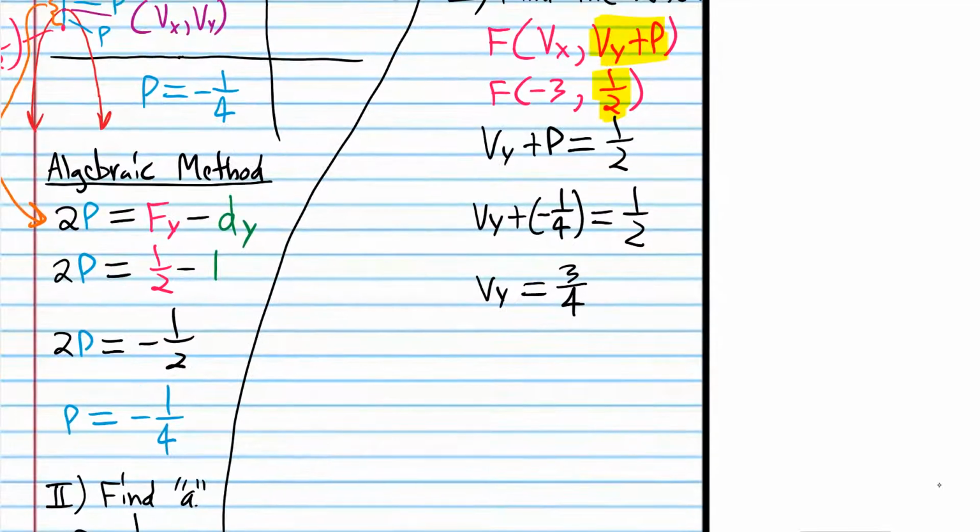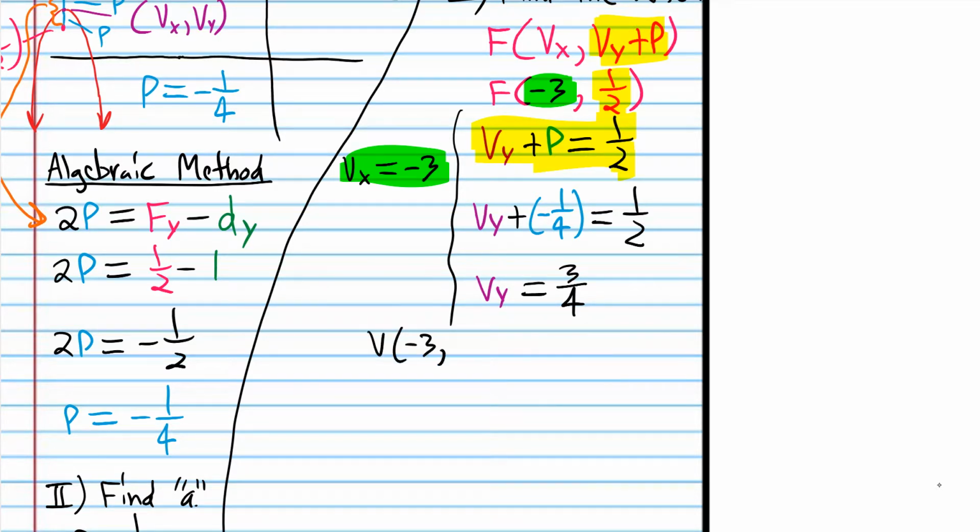Okay, so let me color those. So now we have the y value of the vertex. And of course, the x value of the vertex will just be equal to negative 3. So the coordinates of the vertex are negative 3 and 3/4.